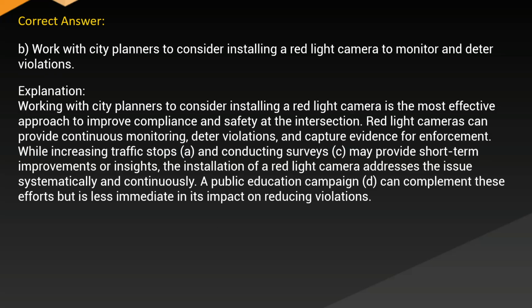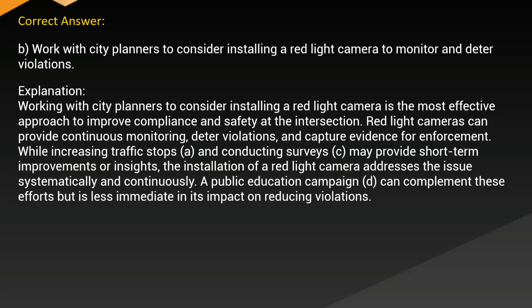Correct answer. B, work with city planners to consider installing a red light camera to monitor and deter violations. Explanation. Working with city planners to consider installing a red light camera is the most effective approach to improve compliance and safety at the intersection.